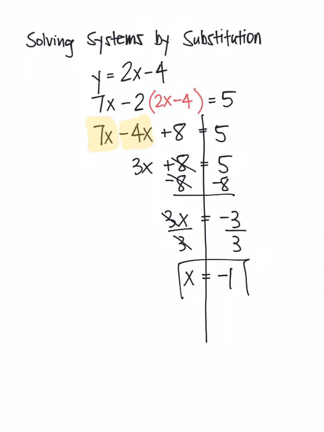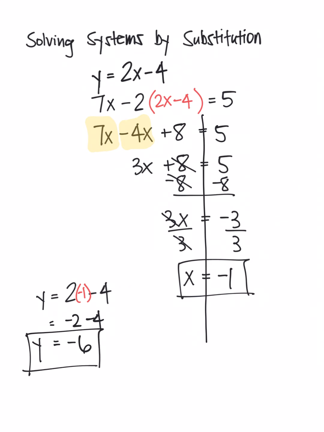So now I know what x is. Now I need to figure out what y is. So I'm gonna take this x and input it into the x over there. Okay, 2 times negative 1 is negative 2 minus 4, and that equals negative 6. So y equals negative 6, and x equals negative 1. So my answer is negative 1 and negative 6. That's where the two lines are going to meet.